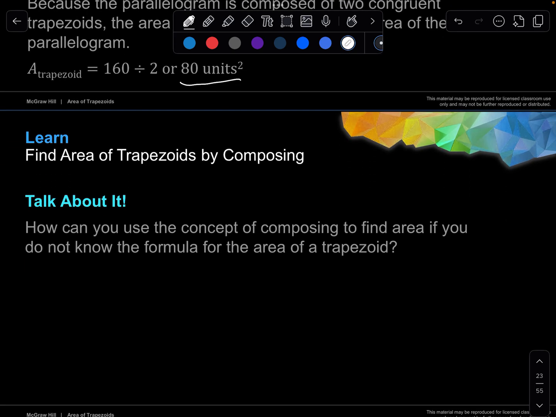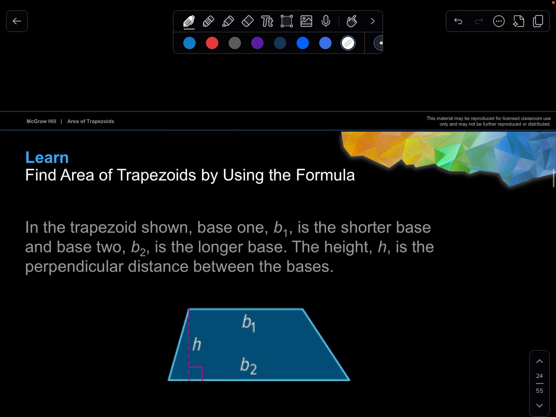Now, how can we use the concept of composing to find the area if we do not know the formula for the area of a trapezoid? We just spoke about it. By duplicating the trapezoid, flipping it and placing it beside the original, we create a parallelogram. We know the formula for area of a parallelogram, and that's how we find the area of the original trapezoid.